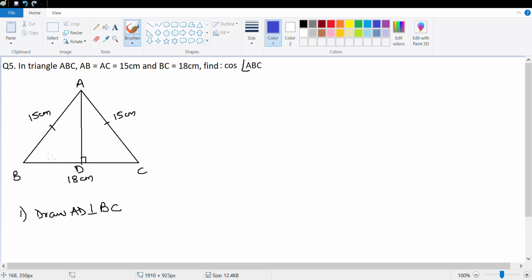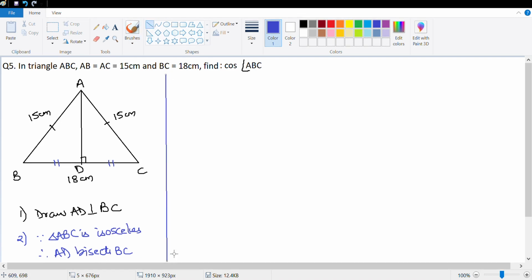Now, since this is an isosceles triangle, in this case, the altitude is equal to the median, which means AD divides BC into 2 equal parts. Let's just write that down. Since triangle ABC is isosceles, therefore AD bisects BC, which means BD is equal to CD is equal to BC upon 2 is equal to 9 centimeter. So this is 9, this is 9.